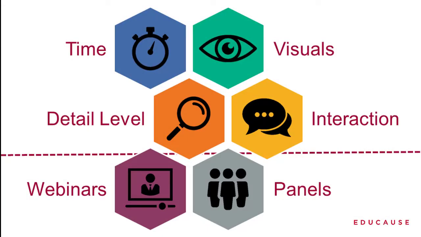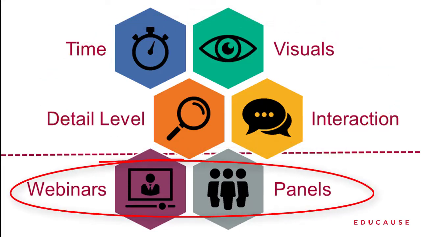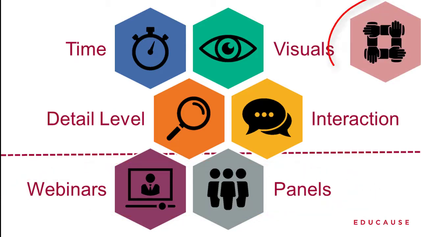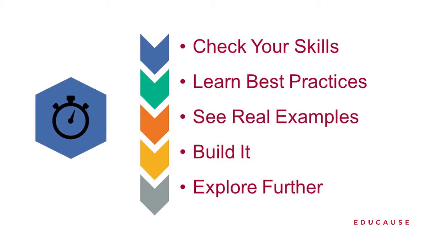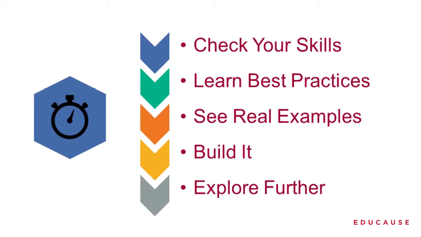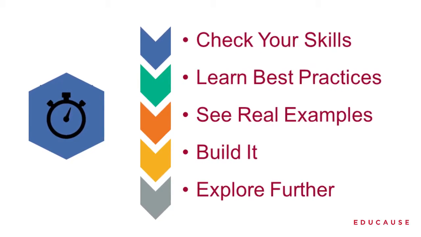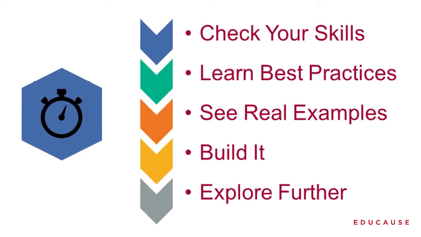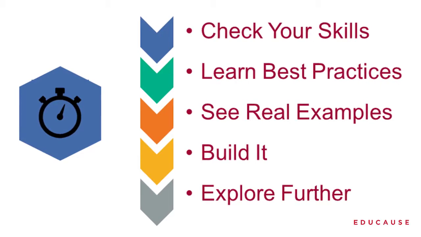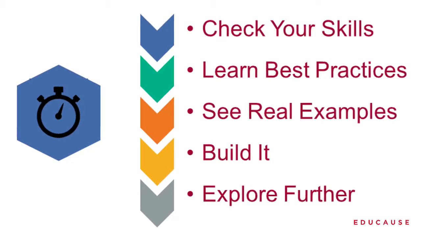After this introduction, there are 4 core micro-learning modules: time, visuals, detail, and interaction, plus 2 options, webinars and panels. And the DEI module too. Each core micro-learning module has a similar structure: an interactive skill check to help you discover what good techniques you already practice, a breakdown of the best practices in the skill area, a real-life example that shows the skill in action, a chance to actually build your materials and interactions, and further resources to explore as you work on your presentation in the longer term.